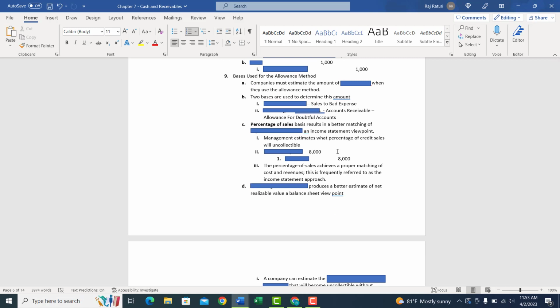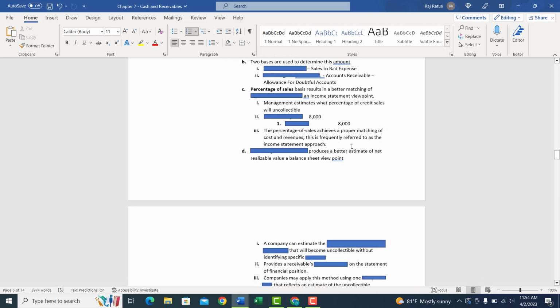Bases are used for the allowance method. Companies must estimate the amount of uncollectibles when they use the allowance method. Two bases are used to determine this: percentage of sales and percentage of receivables.